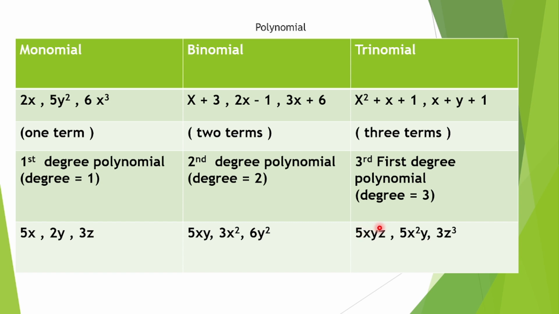1 plus 1 plus 1 equals 3. X power 1, y power 1, z power 1. So 1 plus 1 plus 1 equals 3. So this is a third degree polynomial, and this is also called 3 degree. The degree of this polynomial is 3, and similarly this is also a 3 degree polynomial. So this is a third degree polynomial. Please ignore this first one, it was written by mistake.